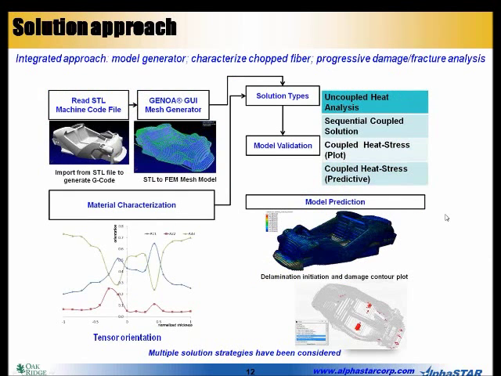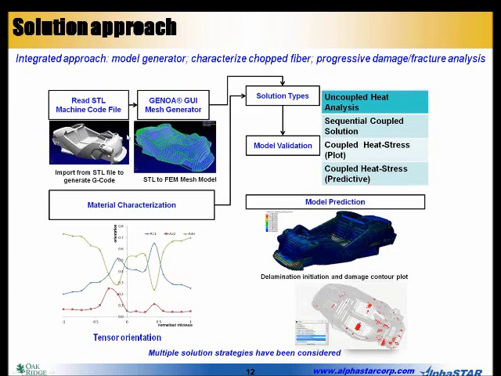Now let's discuss how we got to these types of solutions. The solution approach is as follows. The code reads in either an STL file or a machine code, which is referred to as the G code, and for the current simulations we basically read in the G code, which was provided to us by the Oak Ridge National Lab.